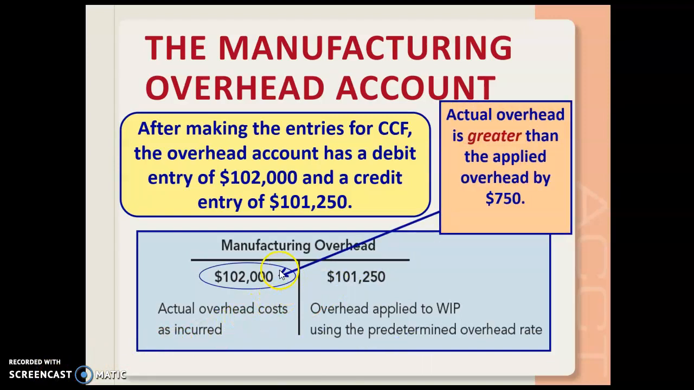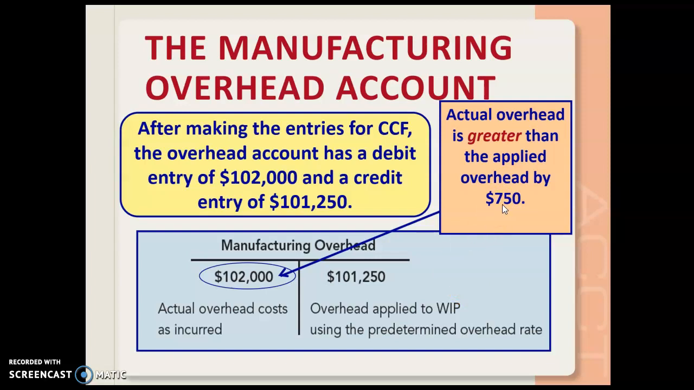Okay, so the $102,000 minus the $101,250 is $750 difference. And that balance is sitting on the debit side. Usually in a T account, big number minus the small number goes on the side of the big number. So we now have a $750 debit balance in overhead. That's the difference between our actual overhead and what we applied during the year.